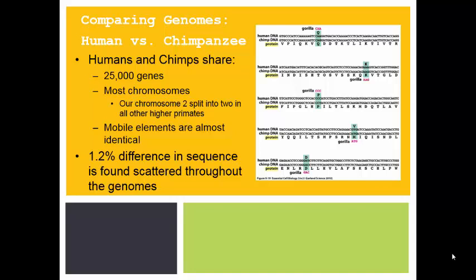while the other higher primates have two separate chromosomes but contain the same genes. Just like the deer, the arrangement of the genes on the chromosomes does not have a large impact on the reading and coding of the genes.